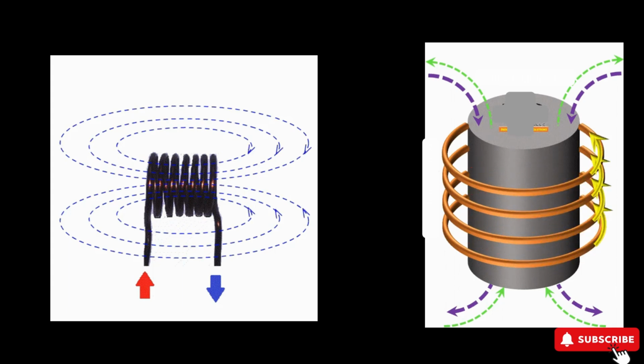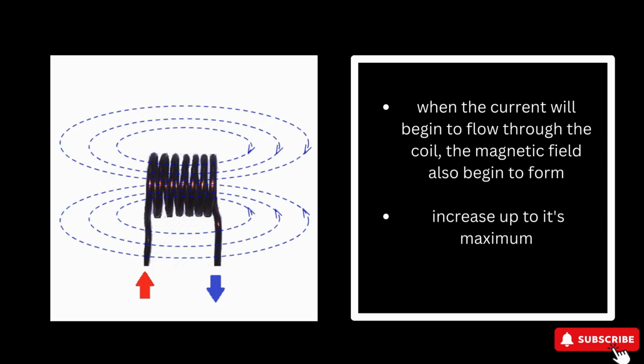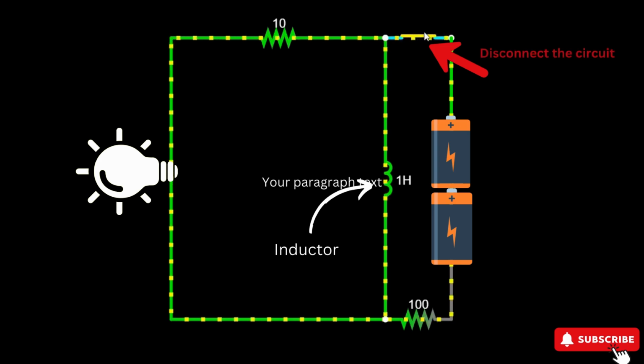When we pass electrical current through an inductor, it will generate a magnetic field around it like this. So in the circuit, when the current begins to flow through the coil, the magnetic field also begins to form and increases up to its maximum. The magnetic field is storing energy. The energy stored in an inductor can be converted back to electrical energy when the current through the inductor decreases or stops.